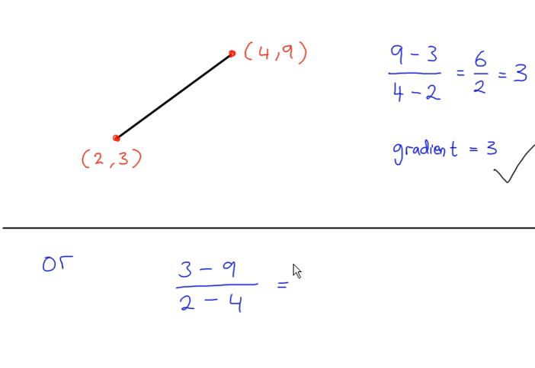An alternative way would have been to start with this point. So if we're doing the change in y, it's 3 minus 9 divided by the change in x, so that's 2 minus 4. 3 minus 9 gives minus 6, and 2 minus 4 gives minus 2. 6 divided by 2 is 3, and if you divide two negative numbers, you get a positive number. Exactly the same gradient.